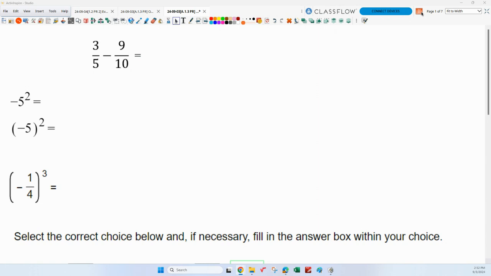Let's get rid of earbuds, please. When we're dealing with adding and subtracting fractions, we've got to get a common denominator. Multiplying fractions, piece of cake. You multiply straight across. Adding and subtracting, a little tougher because I need a common denominator. First question, what is the common denominator?